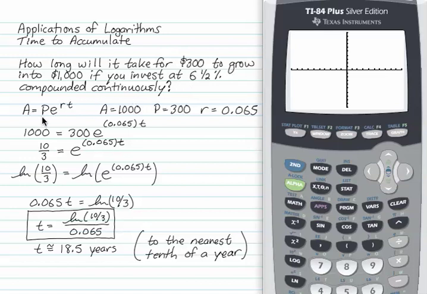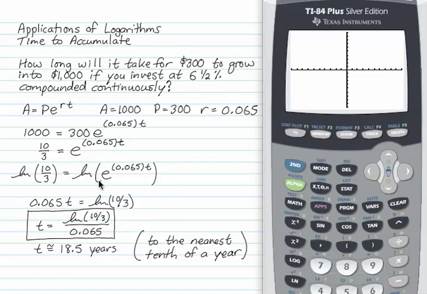Use the formula for continuous compounding, and you'd like to have $1,000. You invest 300, and your interest rate is 0.065. You evaluate this by placing these numbers into the formula. Divide by 300 to isolate the exponential.